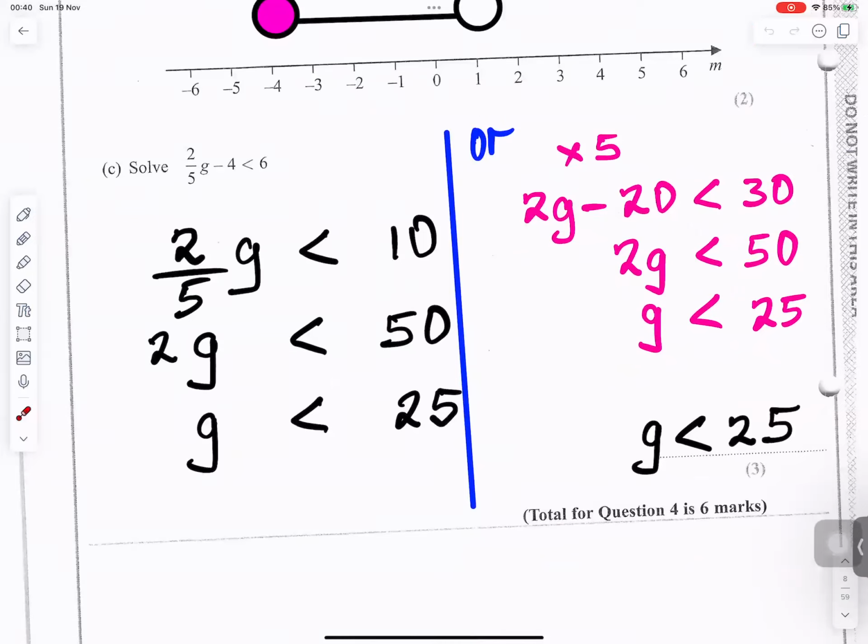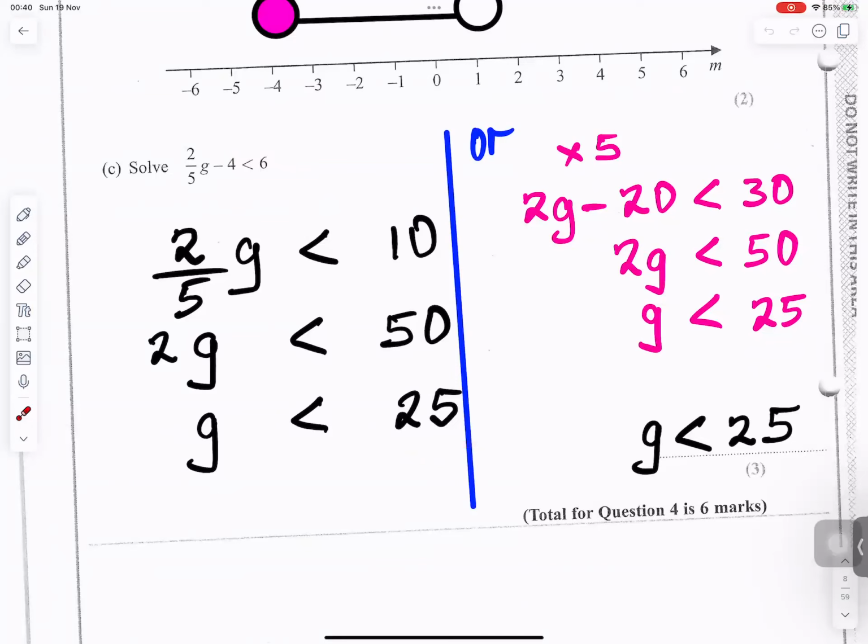Part C, solve this inequality. You want to remove the -4. You take the 6 to the right, it becomes 10. You want to remove divide by 5, you take it to the right, it becomes times 5. 10 times 5 is 50. It's times 2, take it to the right, divide by 2. So G is less than 25.